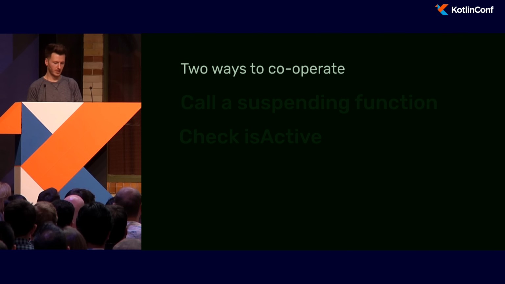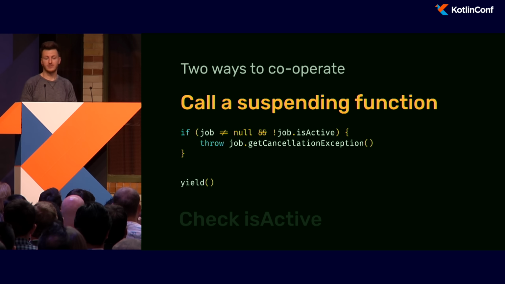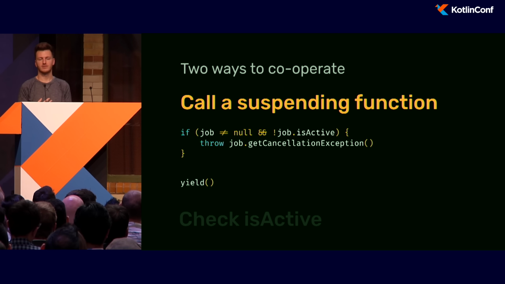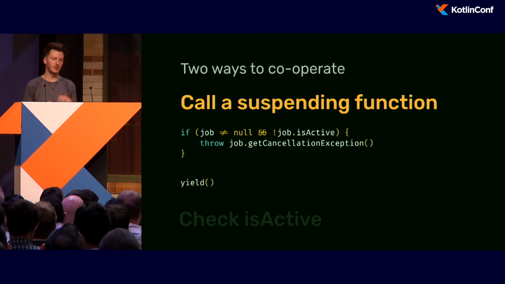There are 2 ways to cooperate. The first is simply by calling a suspending function. Most of the suspending functions in the library do this kind of code. It might not be exactly the same, but it does something similar, where it will get the job, and check if it's active. If it's not, it will throw a cancellation exception, and that's how the cancellation is bubbled up. Yield's a good example of how to do this, but await, delay, and a few others as well do it too. So as long as you're calling these, you're already pretty much cancellation aware.